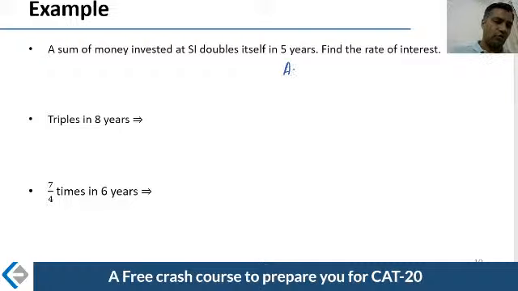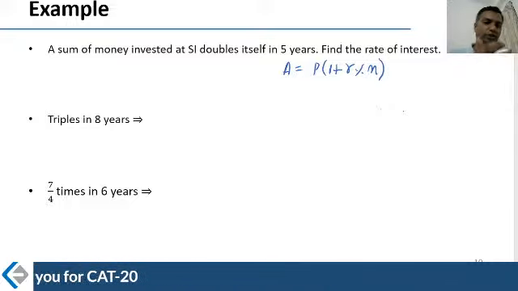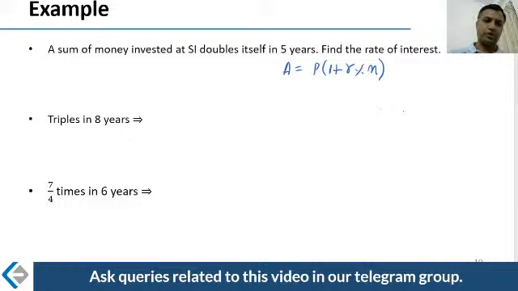You can use the amount directly. Amount is nothing but principal times 1 plus R% for n years. You can use this proposition and calculate. There is absolutely no problem.